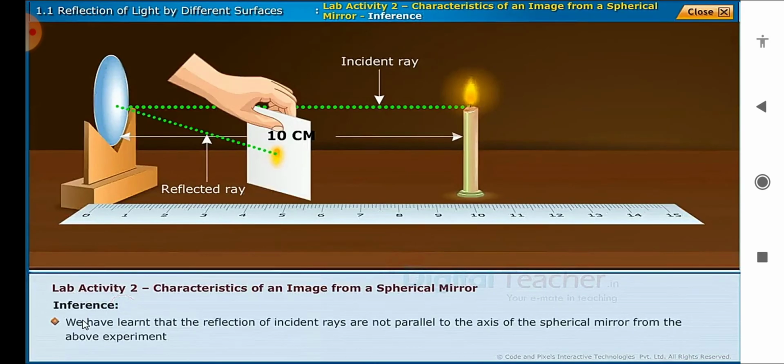From this activity, we have learned that the incident rays in the above experiment are not parallel to the axis of the spherical mirror. Let us find the characteristics of images formed from a spherical mirror with non-parallel incident rays using ray diagrams. Now, let us learn about the ray diagrams in detail.